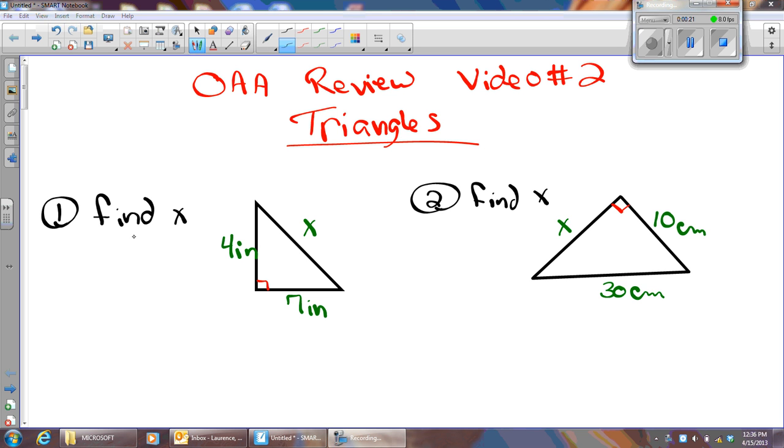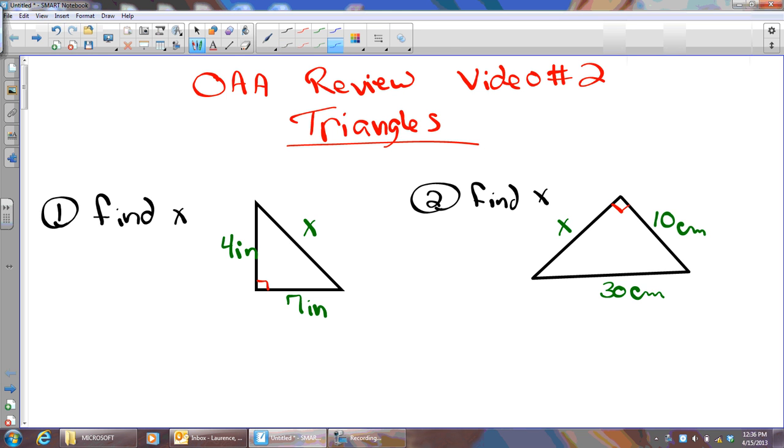Let's look at problem number 1. Find x. Well, I see I have a right triangle, and I know two sides of the right triangle are given, and the third side is missing. You should all be experts at this right now. This is a Pythagorean theorem problem where a squared plus b squared equals c squared. And remember, c is always across from the right angle, the hypotenuse.